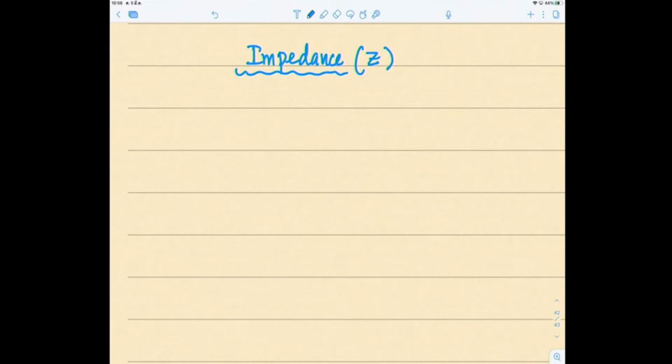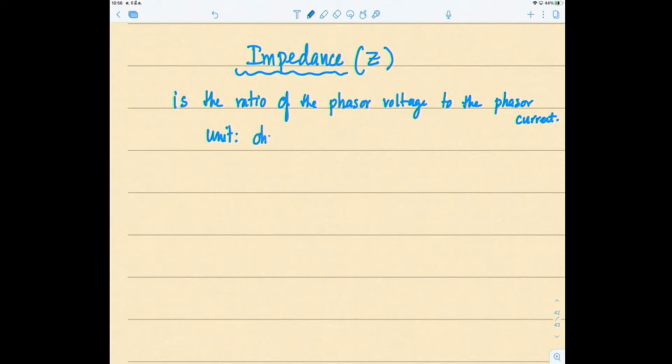So today we are going to do impedance, the concept of impedance. The definition of impedance is the ratio of the phasor voltage to the phasor current. And the unit is ohms, omega. In other words, if I write it, impedance is equal to the phasor of V over the phasor of I, as the definition said, right?